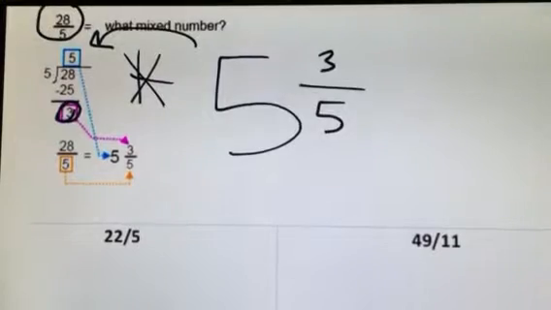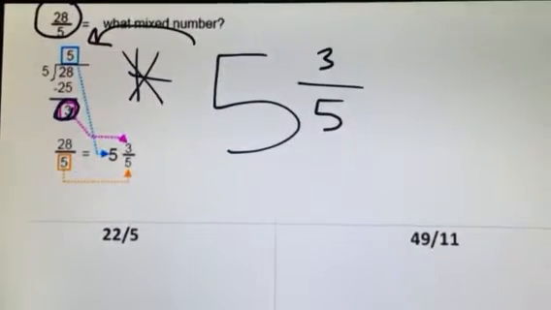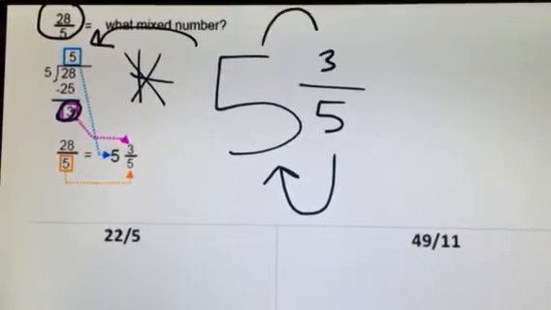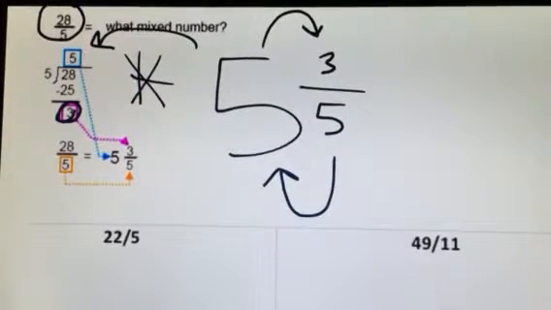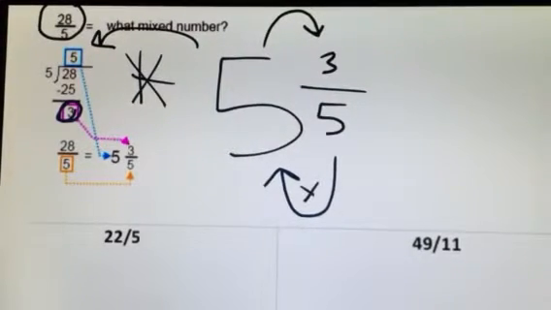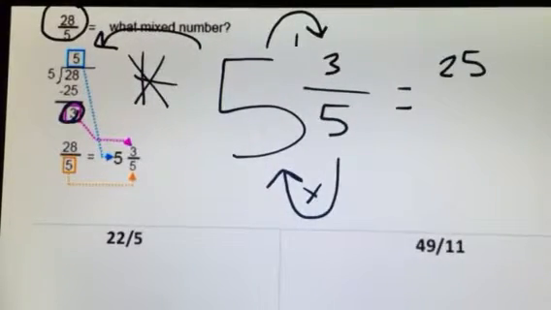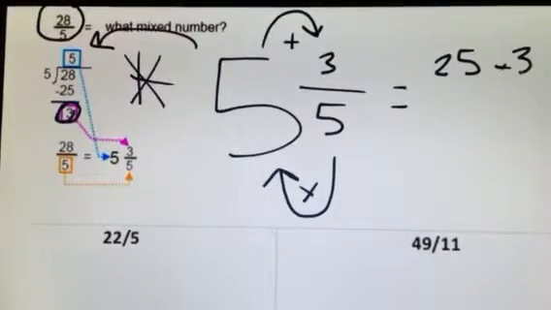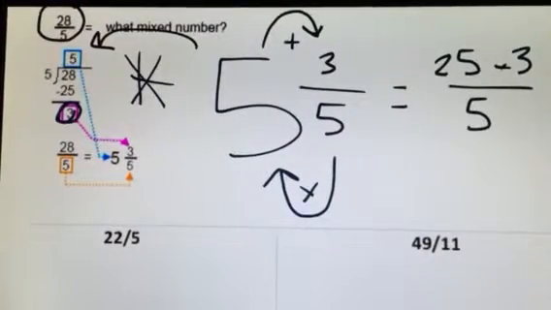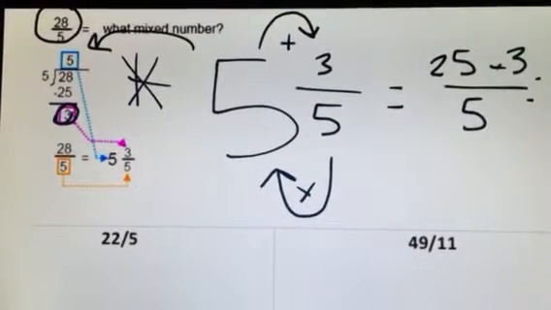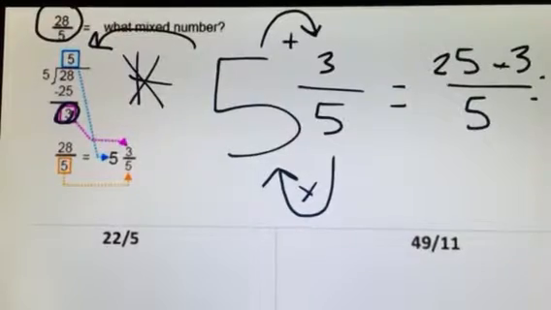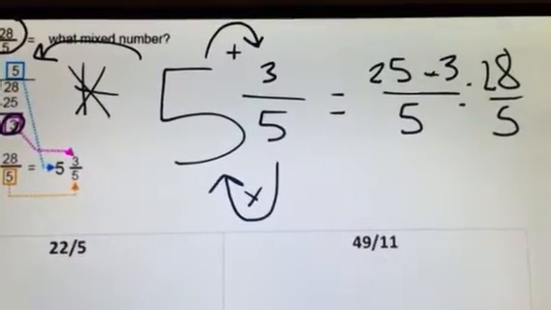If you want to check your answer, which is always great to do, you do what we just did on the previous slide. You turn it into an improper fraction. So you do 5 times 5, which is 25, and then you add 3 to that. And you make sure 5 is your denominator. So 25 plus 3 is 28 over 5, and that's what we started with, so we know it's correct.